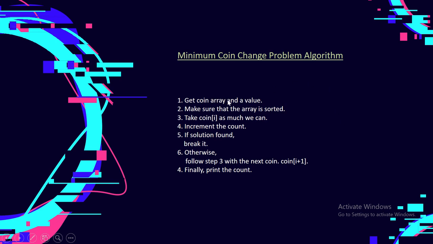First of all, get a coin array and a value, and make sure the array is sorted, and take coins from the array as much as we can. Increment the count and if the solution is found, break; otherwise follow the third step, and finally print the count. Here is the final amount of 15.